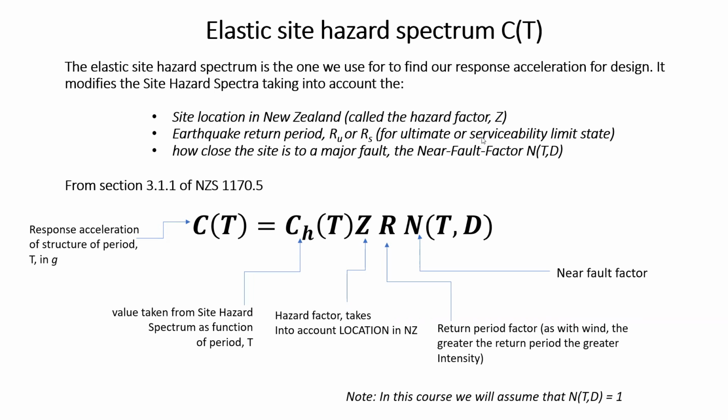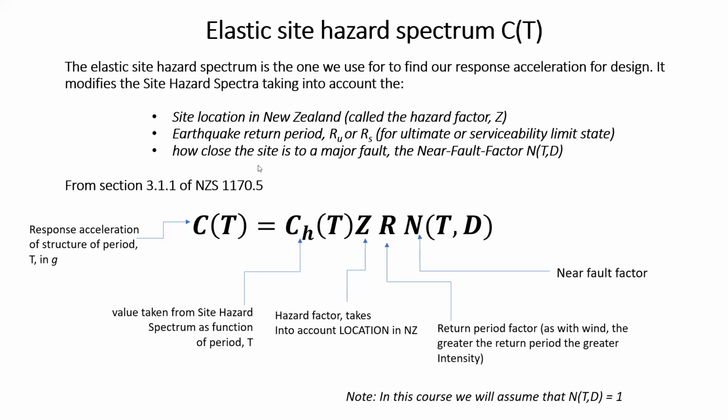Are you going to design for a 500-year earthquake, a 1,000-year earthquake, or a 2,500-year earthquake? As you know from last week when we talked about wind loads, the bigger the return period, the bigger the magnitude of the wind, or the bigger the magnitude of the earthquake. So what do we mean by a 1,000-year earthquake? It means that, on average, it will happen once every 1,000 years. So a 500-year earthquake, on average, will happen once every 500 years. Obviously the return period is very important.